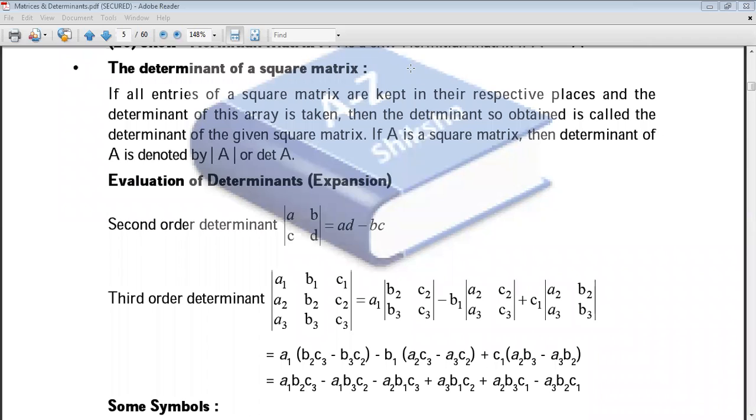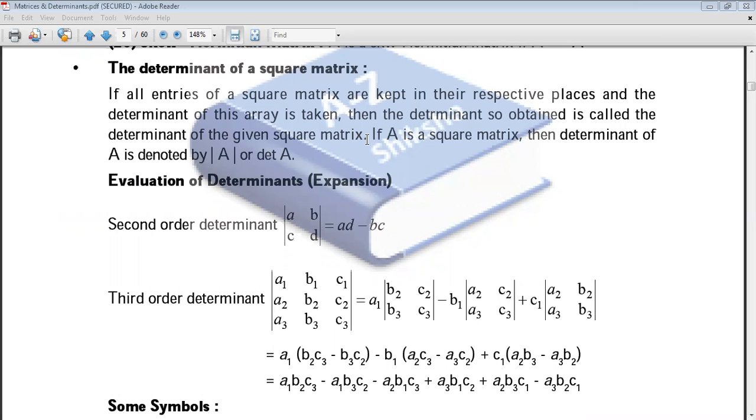ओके, एक डिटर्मिनेंट फॉर्म होने के लिए उसका सभी रो एंड कॉलम should be same, equal numbers of rows and columns. So what is the definition? If all the elements of a square matrix are kept in their respective places and the determinant of this array is taken, then the determinant so obtained is called the determinant of the given square matrix. Definition is very clear.